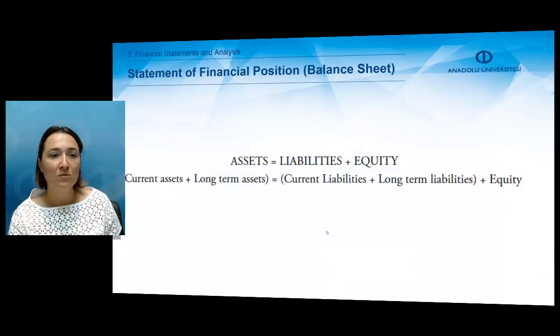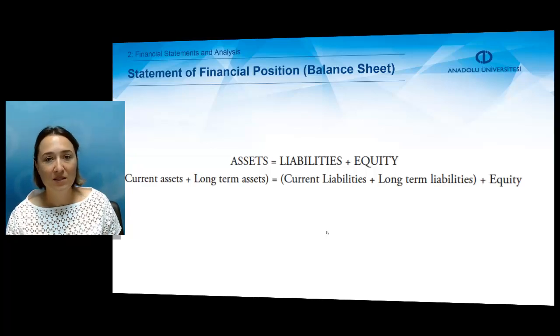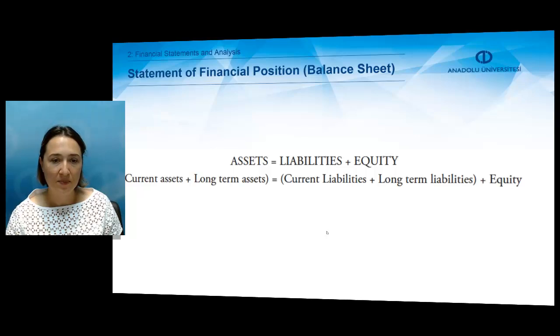So the first thing is the statement of financial position, or we can call it the balance sheet too. In the balance sheet, we have different parts like assets, liabilities, and equity. Before I go into details of what is a current asset or a current liability, I want to start with this equation. This is called the balance sheet equation. In all balance sheets, assets are equal to liabilities and equity.